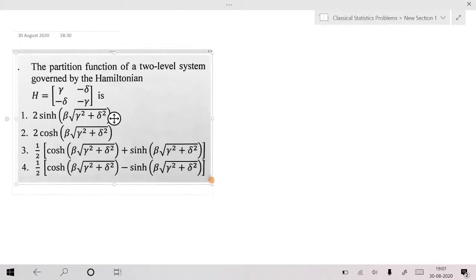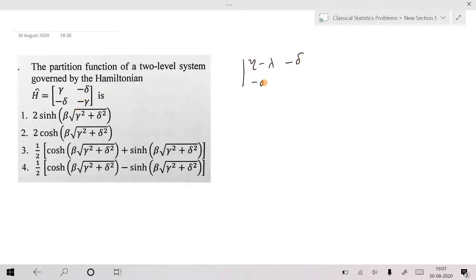This is quite easy. The only thing is you should see this question in one particular manner. Partition function for a two-level system. It is governed by this. A two-level system is governed by some Hamiltonian, isn't it? What are the possible energies? The eigenvalues are the possible energies. Am I right? How do you find the eigenvalues? Gamma minus lambda, minus delta, minus gamma minus lambda, is equal to 0. You should find this lambda.